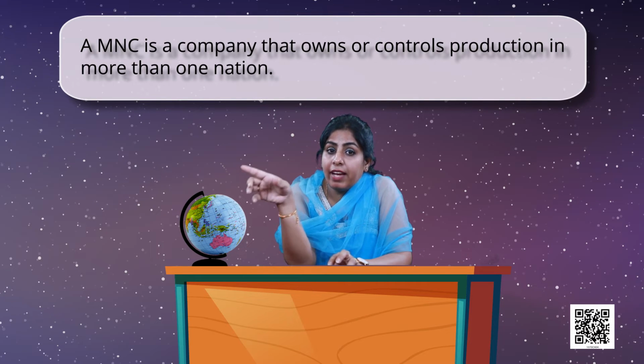MNCs set up offices and factories for production in regions where they can get cheap labor and other resources. This is done so that the cost of production is low and MNCs can earn greater profits. Now you must be thinking, what are these multinational corporations? In the beginning of the chapter also, I told you that we shall be discussing multinational corporations. So dear learners, multinational companies are those corporations that own or control production of goods and services in at least one country other than their own home country.